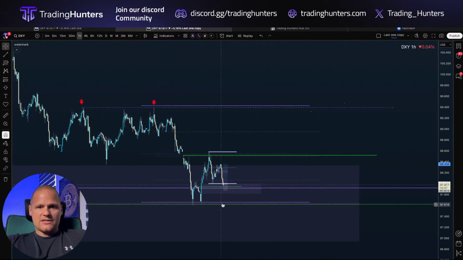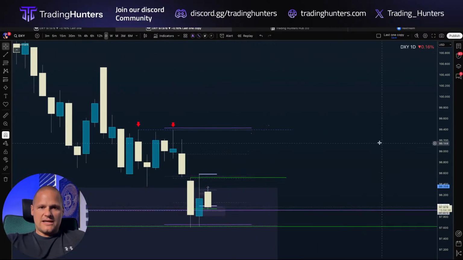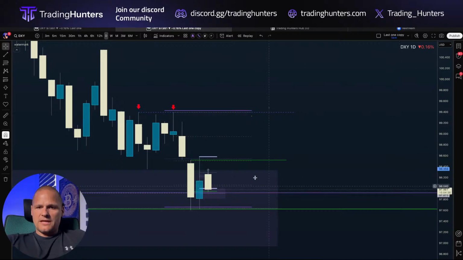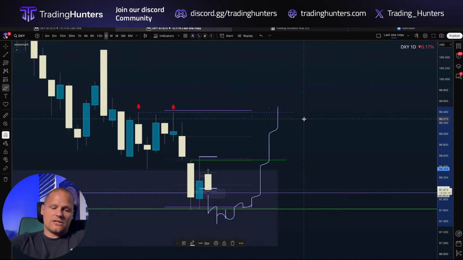We don't need to see a drop below these levels. However, it would be even better for me because why? Because if you look on the daily, that would mean that we would trade below this Friday's range and also below the previous week's low, which would be much better for me to form my trade from here and target these highs. That would be the perfect scenario. It could play out.